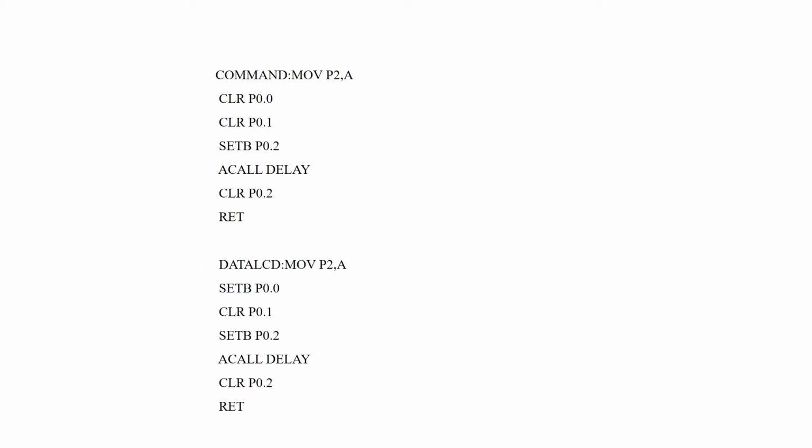In the data routine, first of all, A should be given to P0. Here, this is your data, so your RS pin should be set. RS should be set, it is 1. As you are writing on your LCD, the condition for RW bar is 0, so you have to clear it. And as you are writing, enable goes from high to low, and you have to return from this routine.